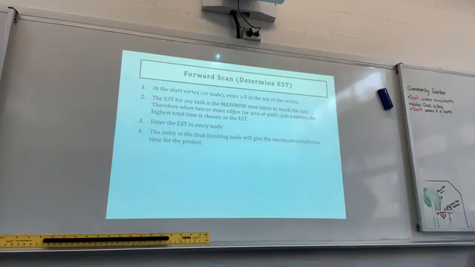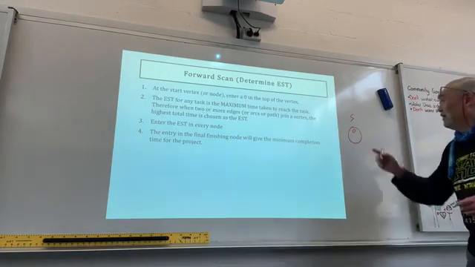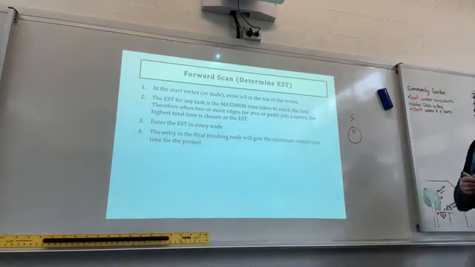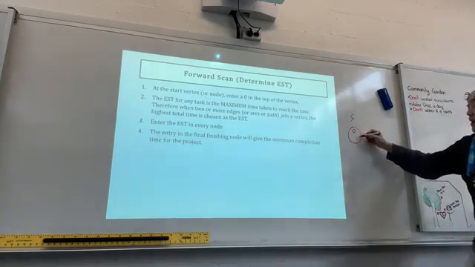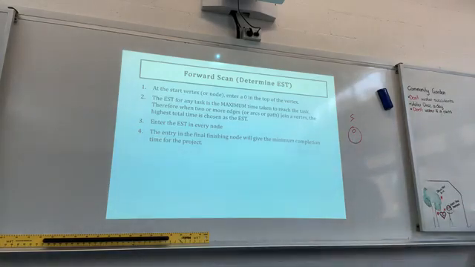Now, let's start forward scan. Determine EST. At the start vertex of the node, enter a 0 at the top of the vertex. You've got a circle there. This is a start. You enter a 0. You need a top and a bottom. The top number is what you call the forward scan. We'll look at the backward scan on Monday.